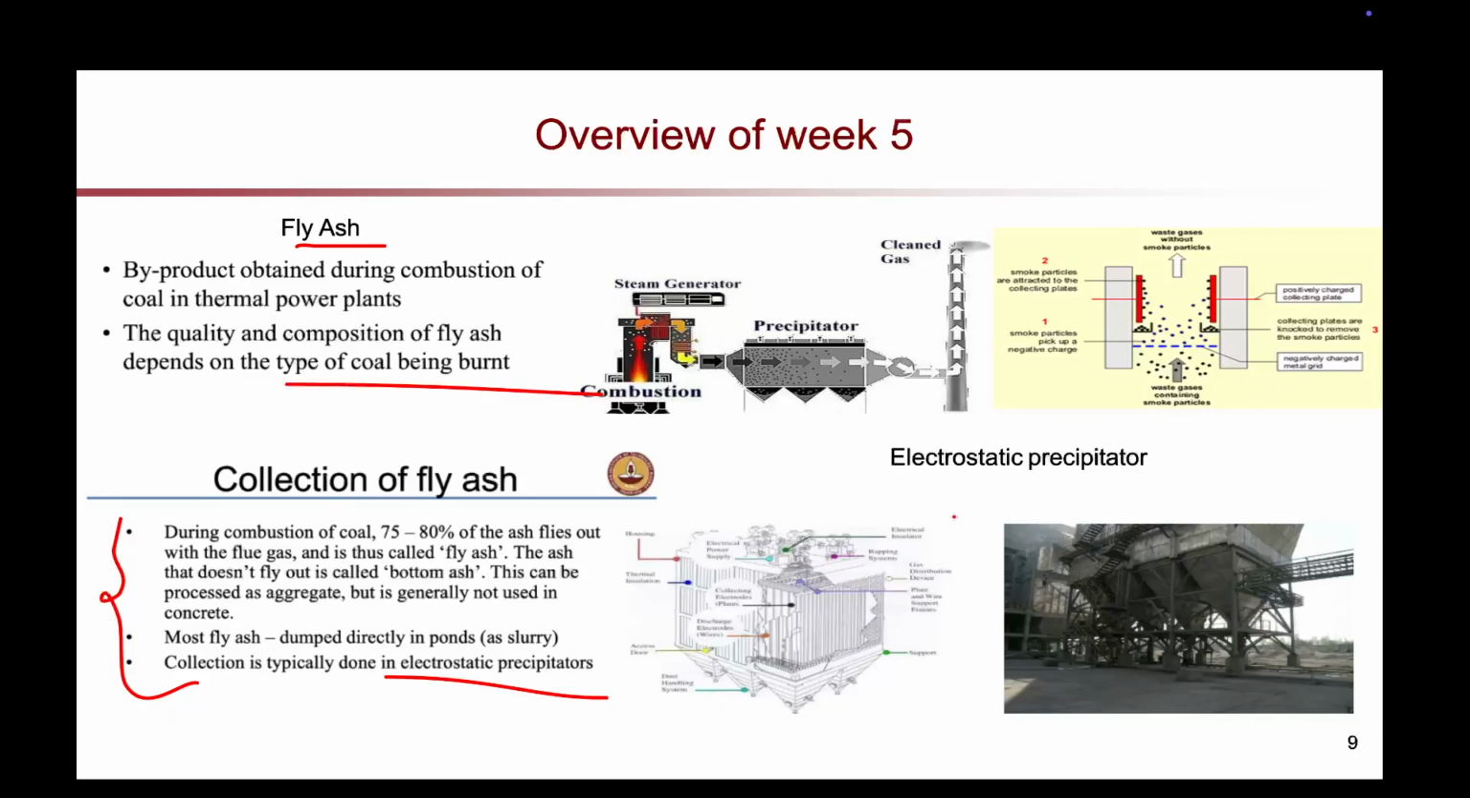This is a diagram of an electrostatic precipitator. The waste goes here, and then we have these collecting plates. All positively charged particles will get attached to them, your waste gases will go out here, and the negatively charged particles will be collected here and can be moved out.